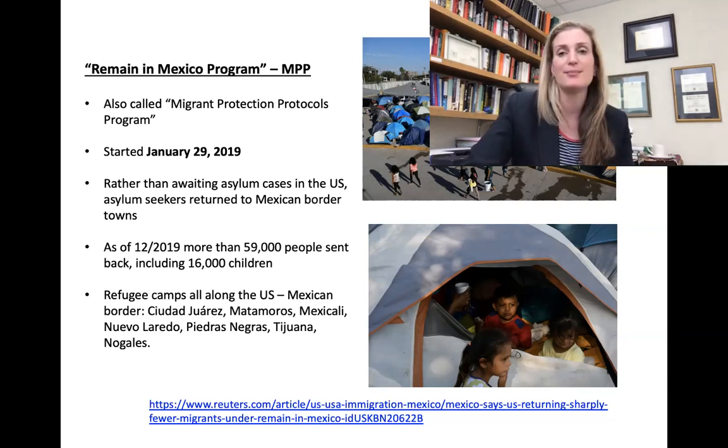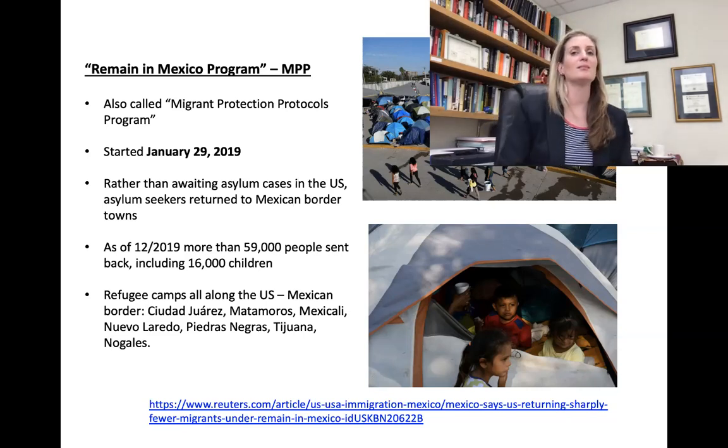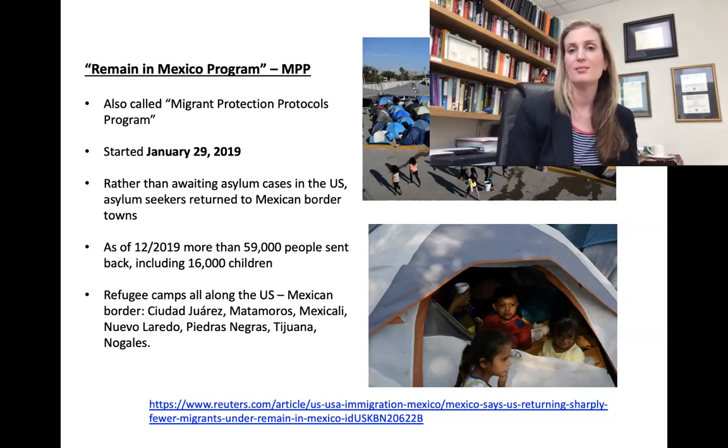Like I was talking about earlier in Matamoros, there are people just camping out underneath the bridge that leads into the United States, and it's women and children, and they're basically waiting or living in these tents for like 8 months or even longer. Yeah, up to 2 years.